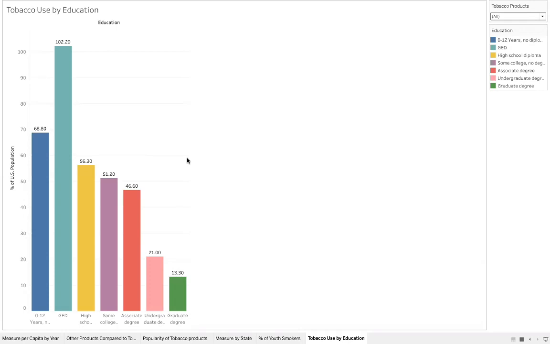And that is how we have used our different data sources to create visualizations of the data that we found to display a better understanding.